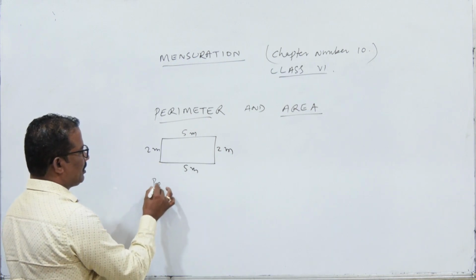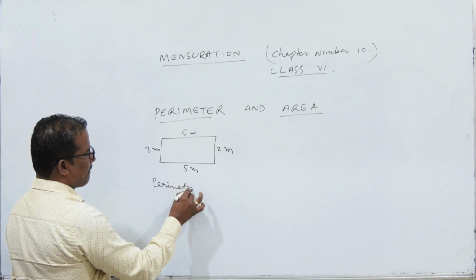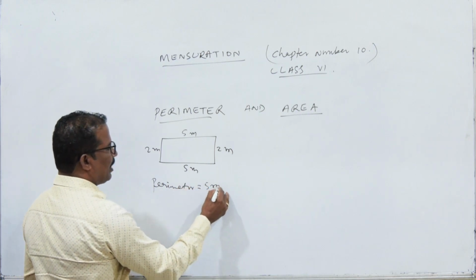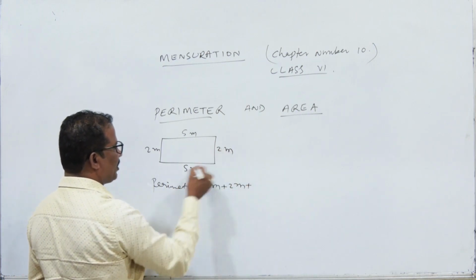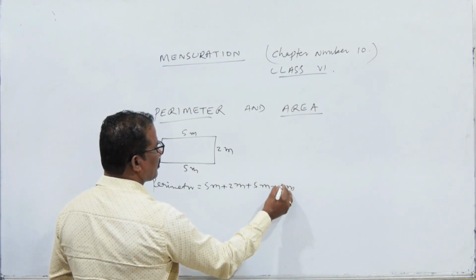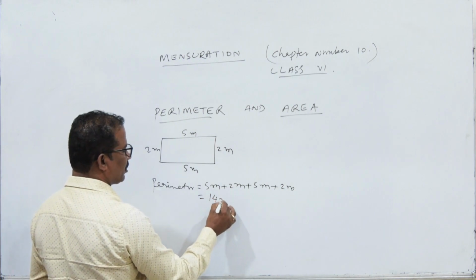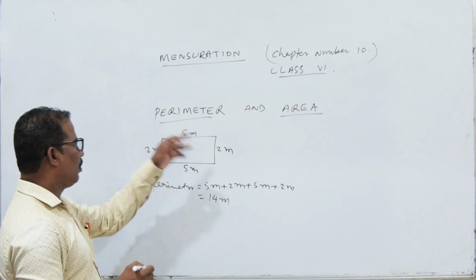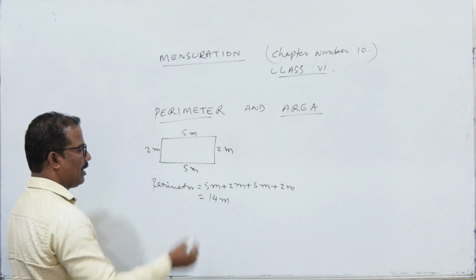So here the perimeter is equal to 5 meter plus 2 meter plus again 5 meter plus 2 meter. So we get 14 meter as the total length of this boundary. That is the perimeter of this diagram.